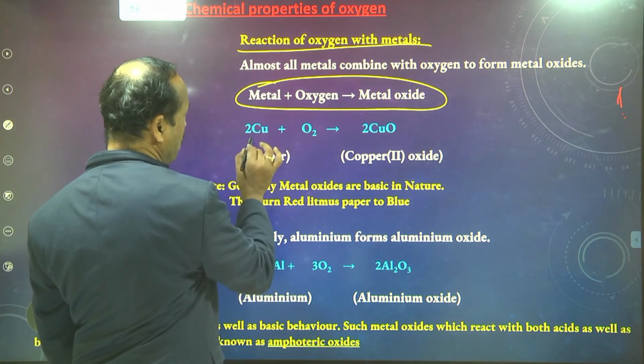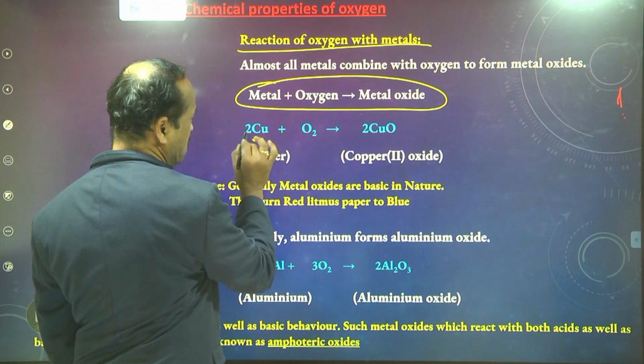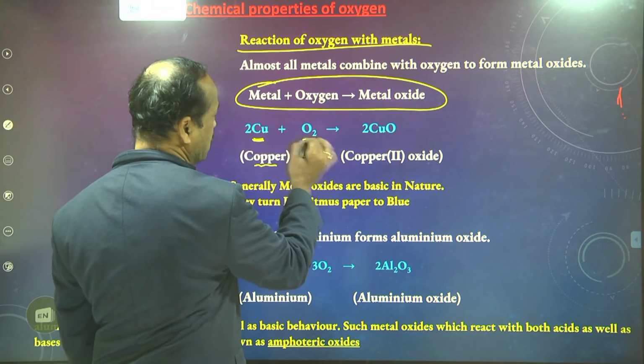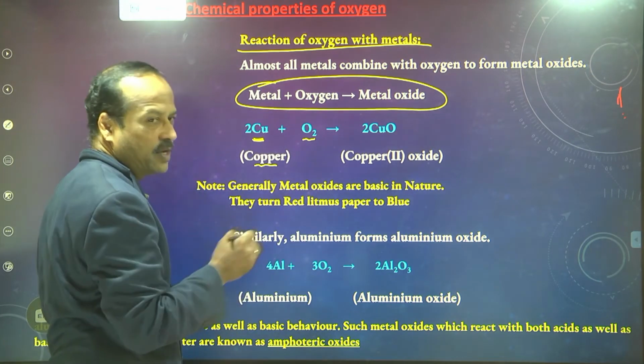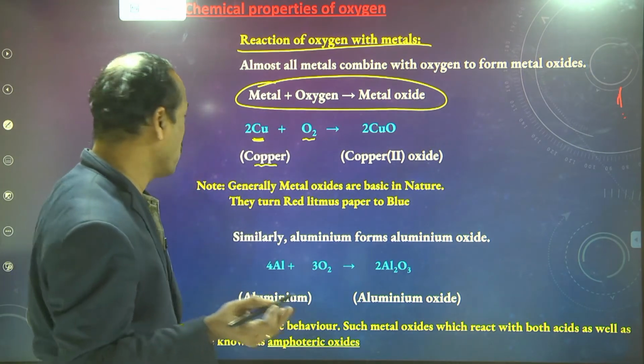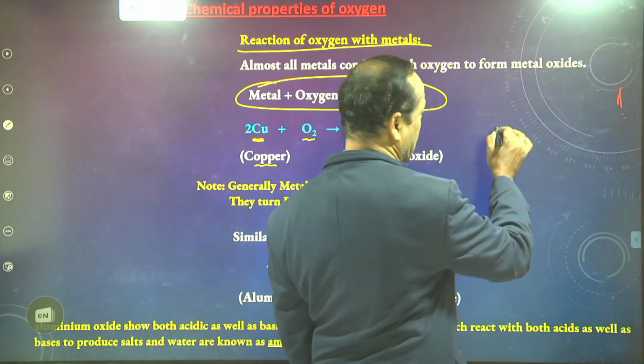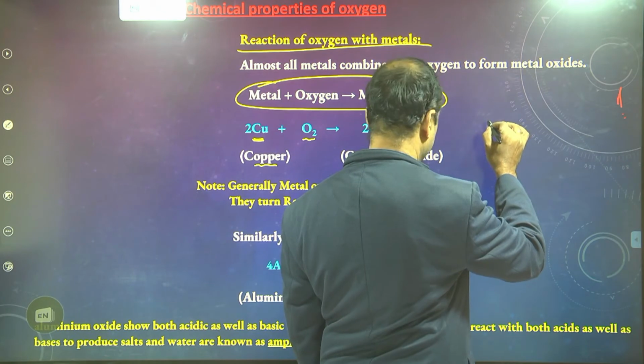Now, as an example of a metal, we are taking copper. Cu stands for copper. When copper is heated in the presence of oxygen... Actually, you know, copper is brownish, reddish brown in color. Which color is that?